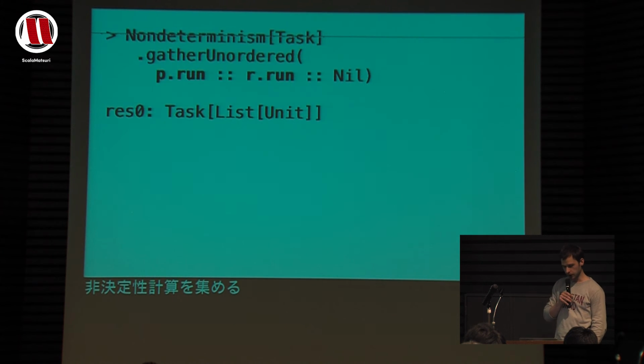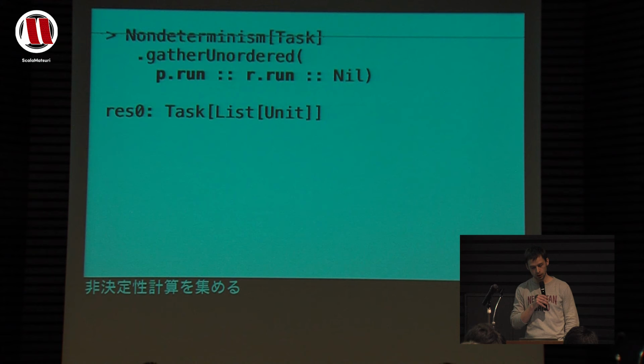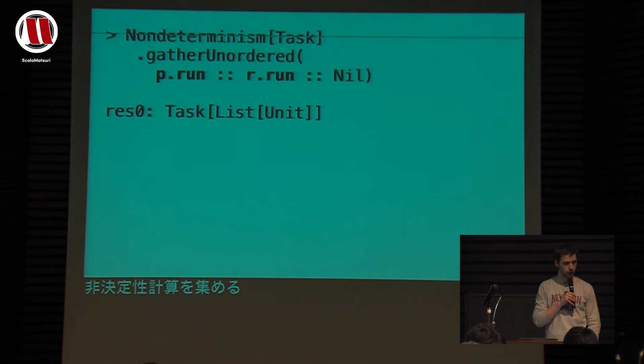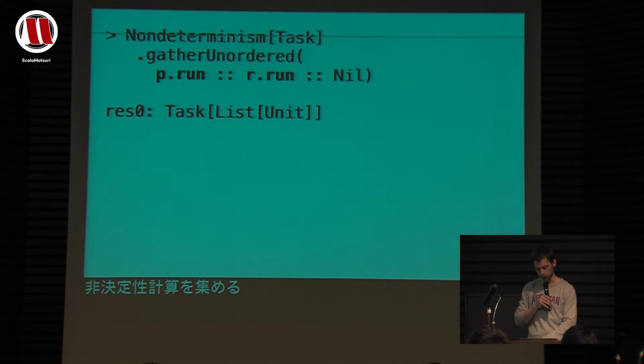So since we have P and R, we can actually run them. So P and R at the moment are still processes. When we run them, we turn them into tasks. And we can use Scalaz-stream's non-determinism functionality to run tasks in parallel. So what we get back is a task of list of units, which is completely useless at this point, but we only construct it for its side effect.